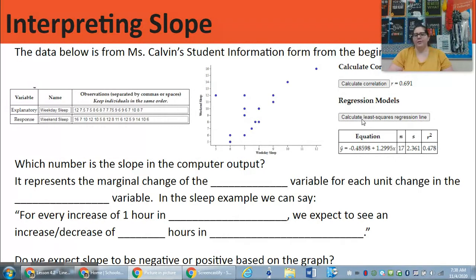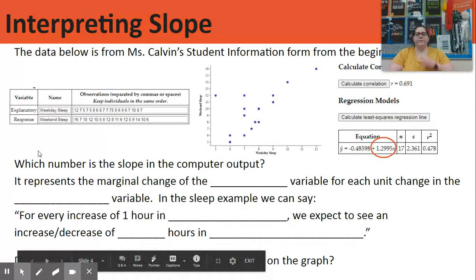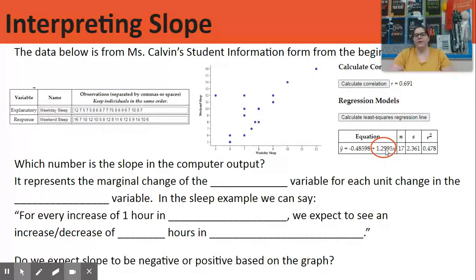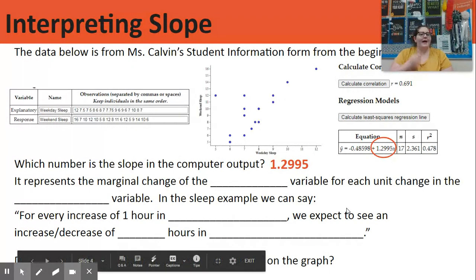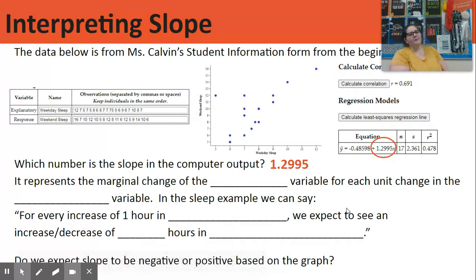And then I also clicked the button to calculate the least squares regression line on that website, and it gave me my equation for the line of best fit. We also have a couple other values that we'll talk about. Firstly, when we look at the slope, we have our equation right here. The slope is the number right by the x in that equation. So the slope is 1.2995.